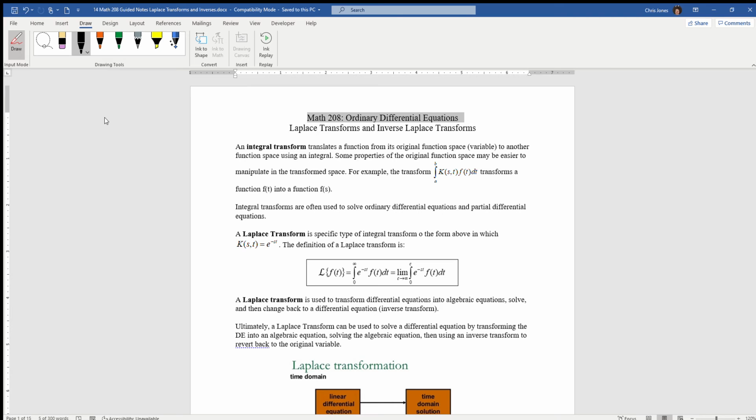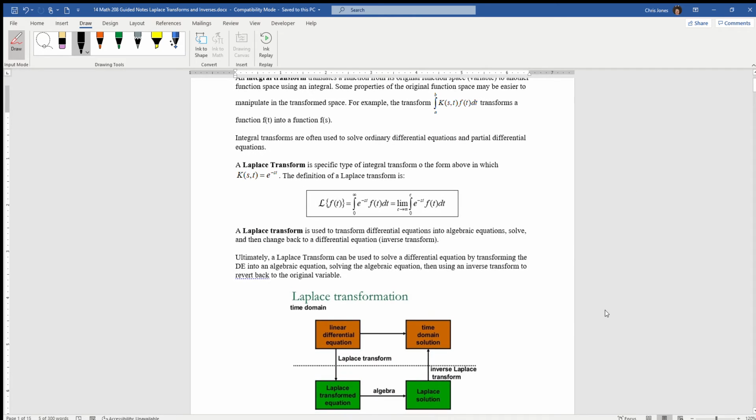A lot of times, these transforms are utilized to solve ordinary as well as partial differential equations. In fact, it's a fairly large field of study in mathematics for applied mathematicians. Now that we know what an integral transform is, we can take a look at a specific type, and it's the only one we're going to look at in this course, which is called a Laplace transform. The Laplace transform essentially takes a function that's in terms of t and translates it into s and t.